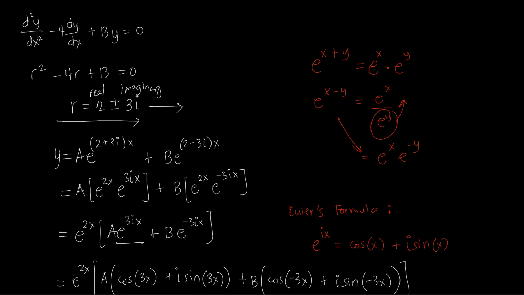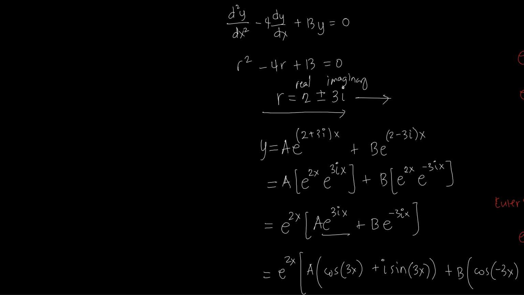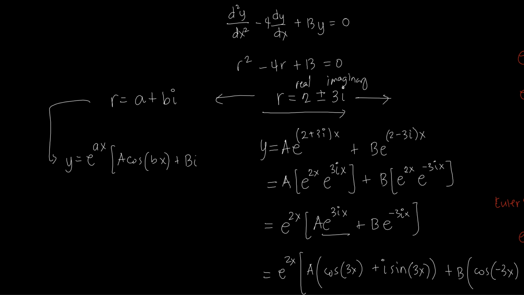Let's generalize this. If the root is a plus bi, your general solution would be y is equal to e raised to the power of ax, times a cosine of bx plus bi sine of bx.